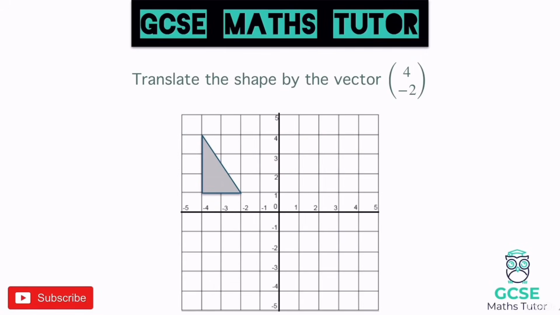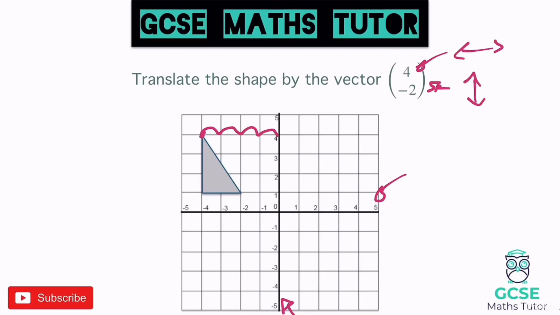Okay, so translating a shape by a vector. Now that top number in a vector means left and right, and the bottom number means up and down. Okay, thinking about positive numbers moving towards these positive numbers on the axes and negative numbers moving towards the negative numbers as well. So 4 moves it right by 4. So all I ever do is pick a point, you can pick any, and I move it right by 4. So 1, 2, 3, 4, it's going to end up there.